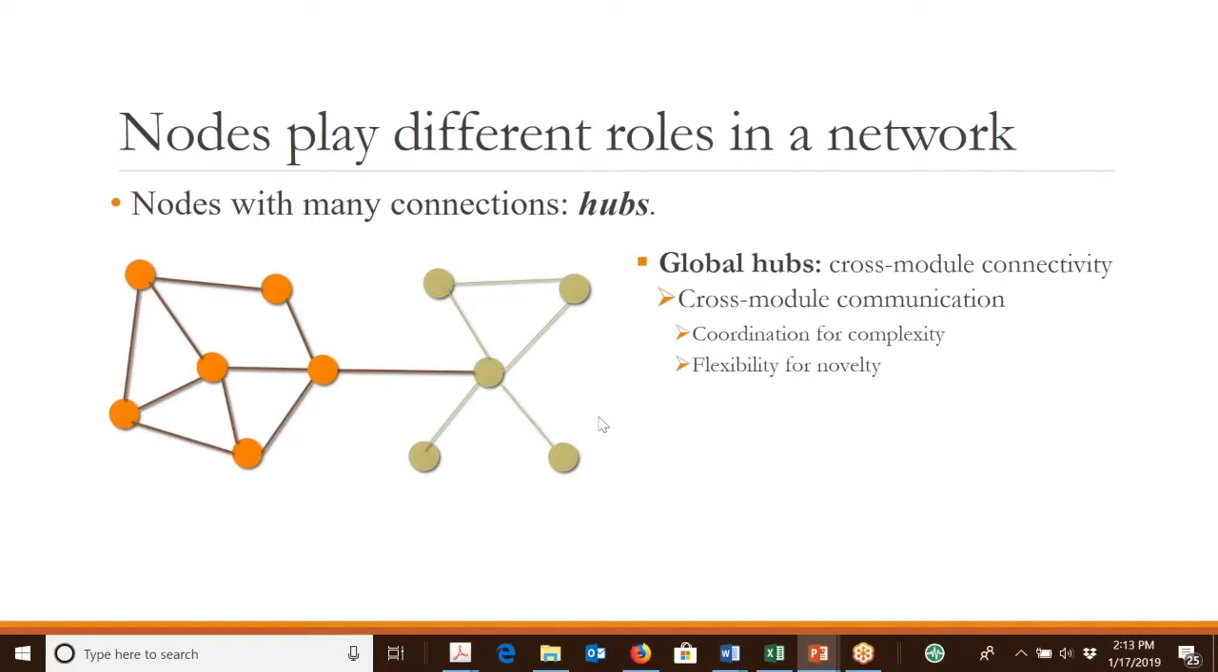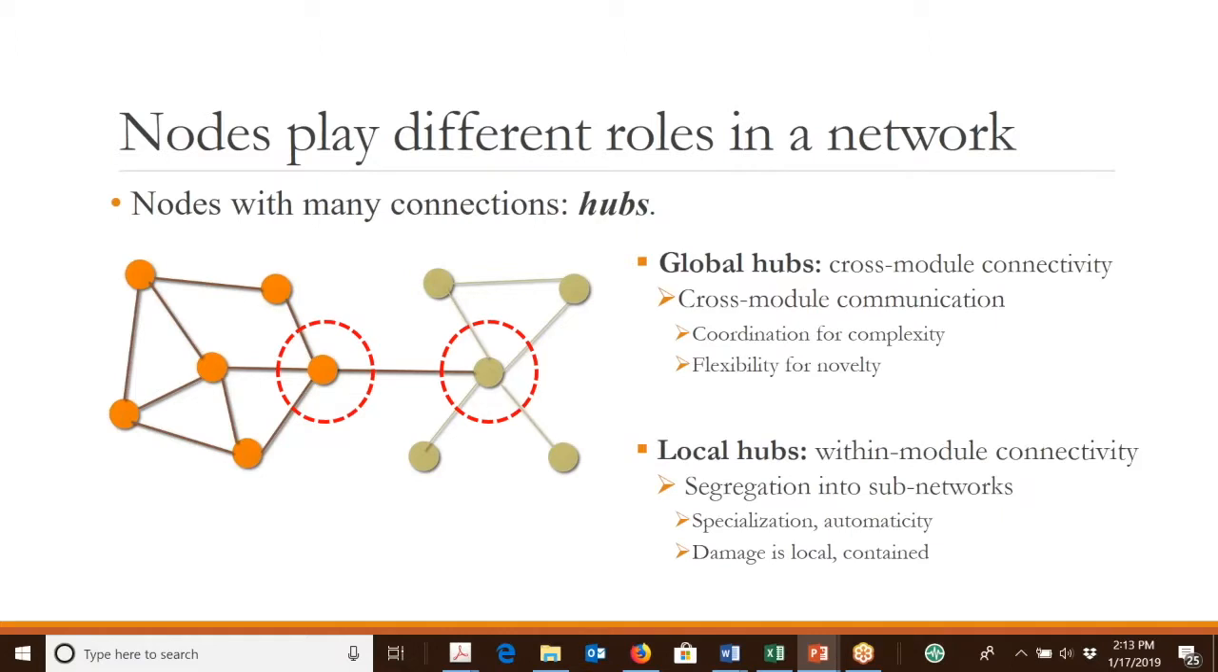Global hubs are nodes like this one, which is involved in cross-module communication. Global hubs that allow communication across the modules allow coordination across modules for complex tasks. They also allow for recruitment of new configurations of modules to solve novel tasks. So these would be global hubs in this little network. Local hubs, for example, are nodes such as these, which have more within-module connectivity. This node has connections to the other nodes in its module, and this node also has connections to other nodes in its module.